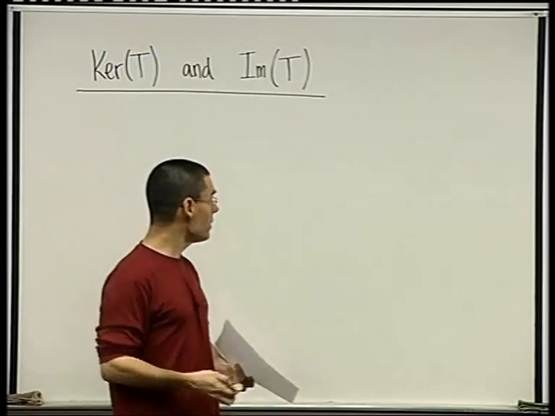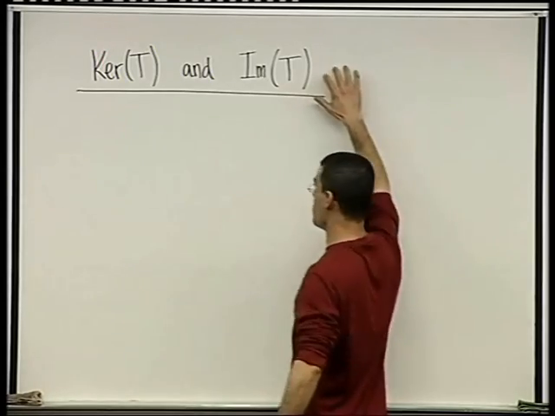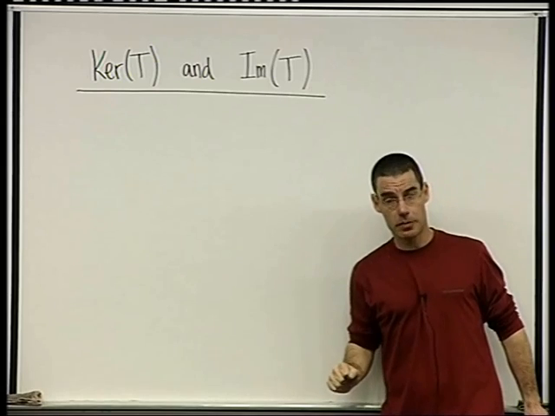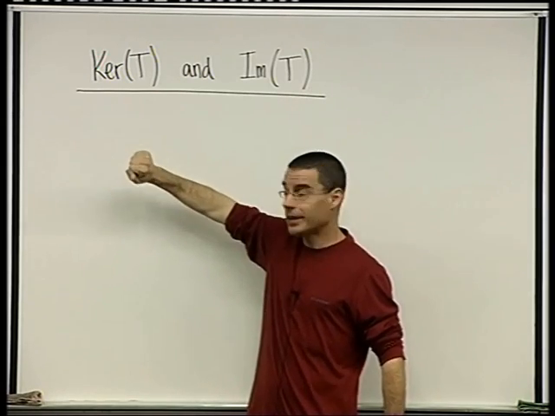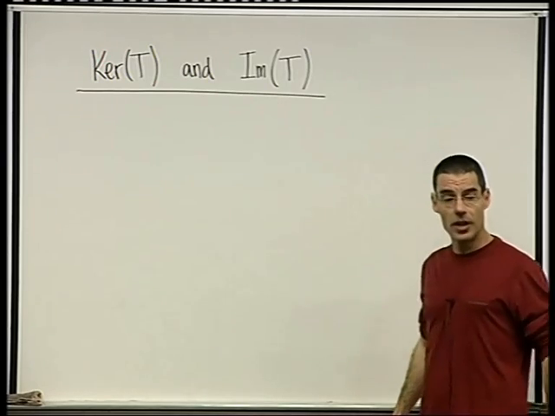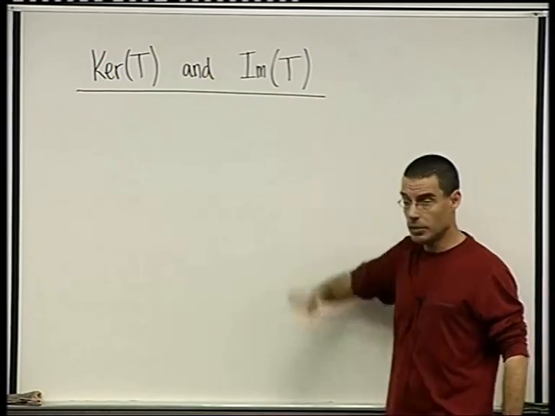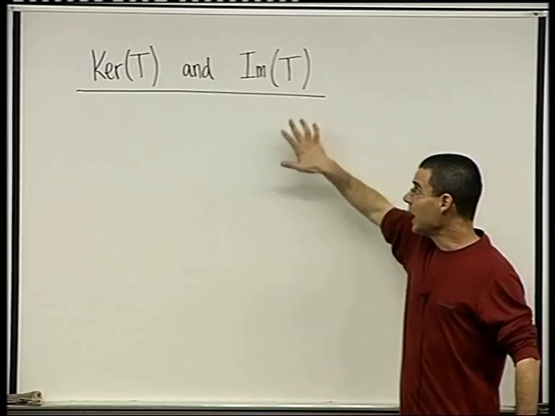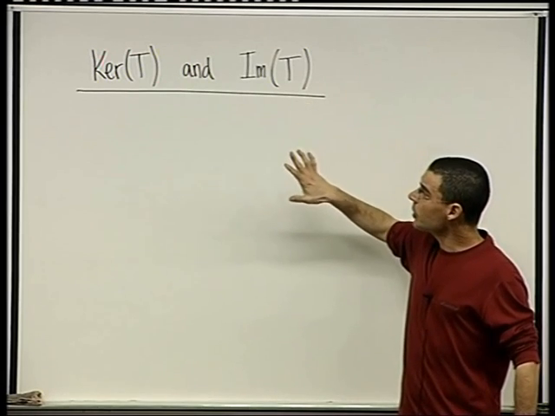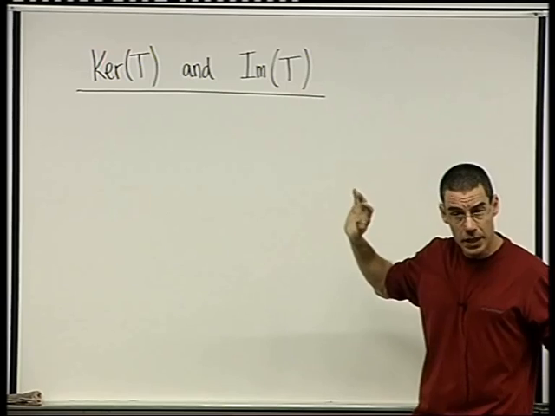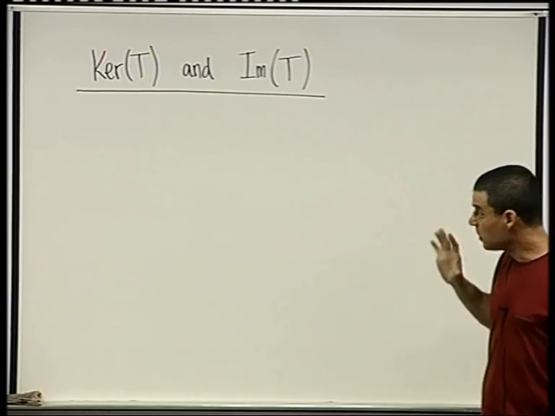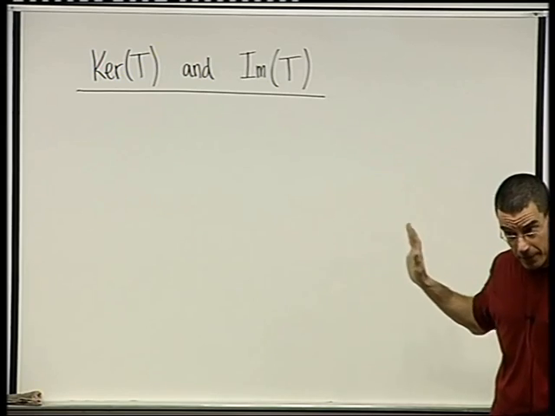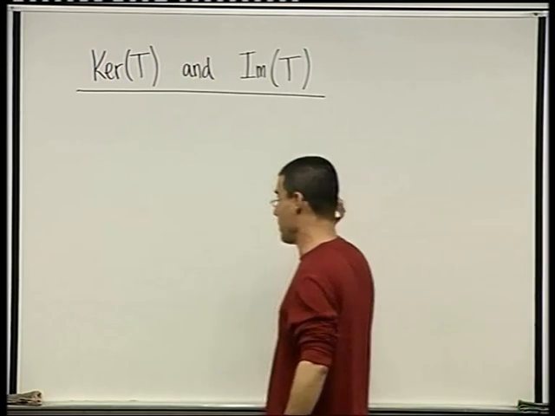Okay, so we want to discuss two notions which relate to linear transformations. One is called the kernel of T, denoted by ker T. The other is called the image of T, denoted by im T. They're not too sophisticated, but they play very important roles, and we have very specific and important things to say about them. Okay, so first of all, what are they?